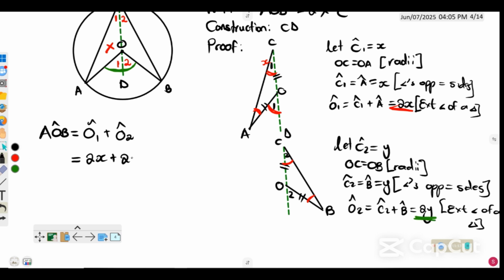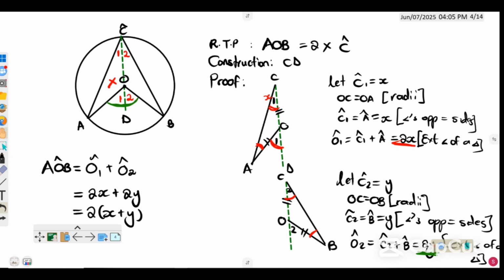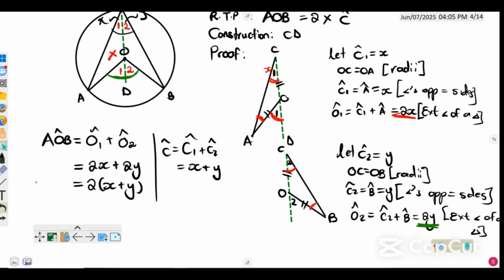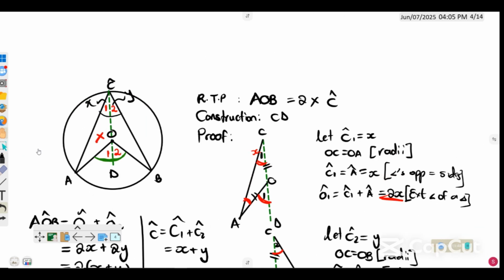So it's 2x plus 2y, which is none other than what? AOB will be 2, we factor out the 2, it's x plus y. But remember now, we let this one be equal to x, and then we let that one equal y. So the whole of angle C is x plus y, because angle C is basically what? Angle C is equal to angle C1 plus angle C2. So C1, which is x, and that is y. So wherever we see x plus y, we substitute angle C. So this is 2 angle C. As you can see, we have proven what we wanted to prove, that angle AOB is twice angle C.